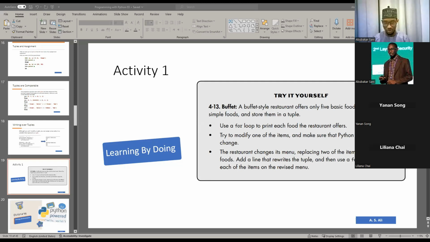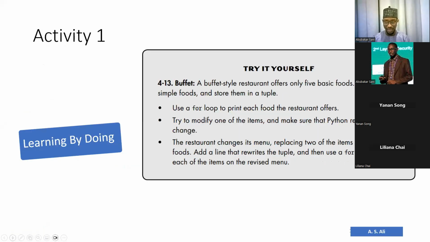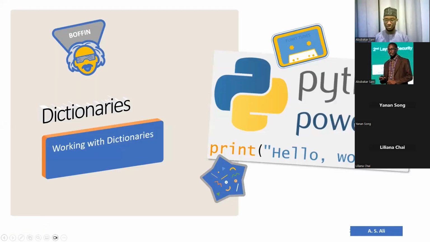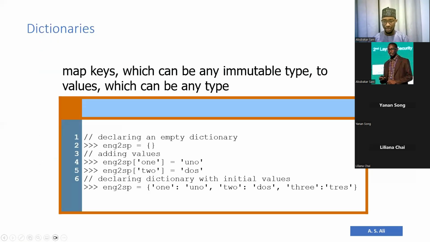Okay, so that is about tuples. Next is what we call dictionaries. This is also another data structure type. You looked at lists, you looked at tuples, and tuples and lists are almost the same. The only difference is that lists are mutable, tuples are not. And now we will look at dictionaries. This is the third data structure.